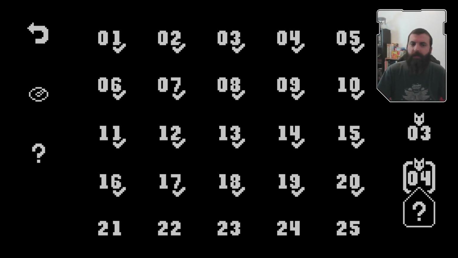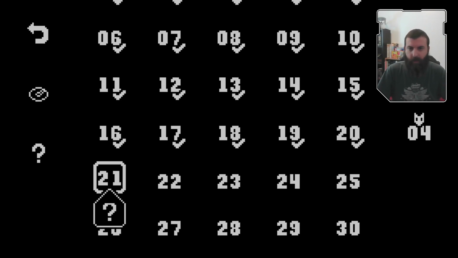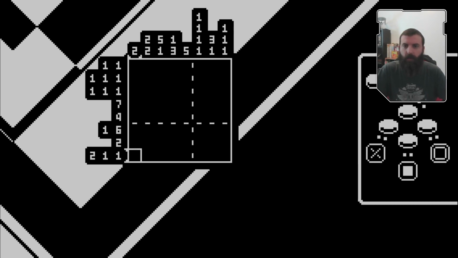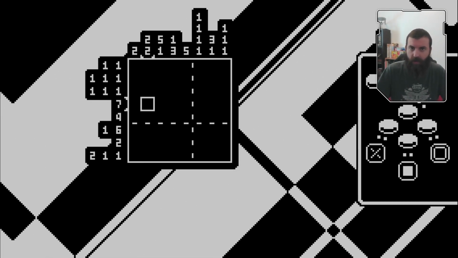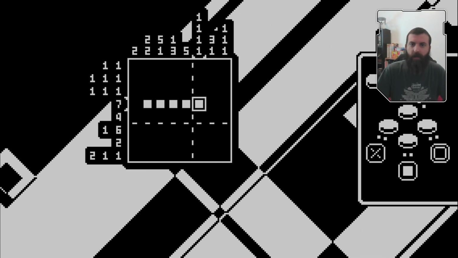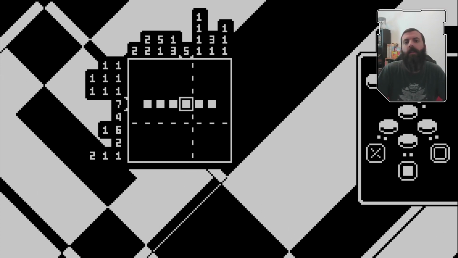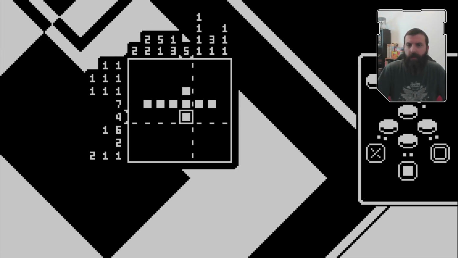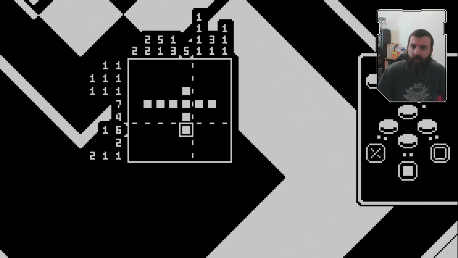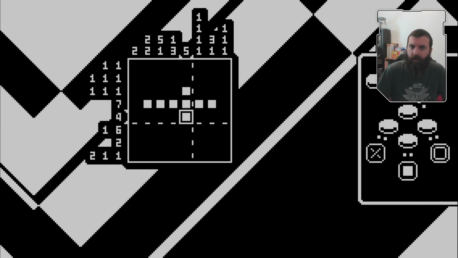Nonogram 20 was surprisingly easy. What is happening with my controls right now? On to Nonogram 21. Ooh, it's nice and small. Only 8 wide and 8 tall. The 7 only has 1 pixel of wiggle room. And this 5 only has 3 pixels of wiggle room.